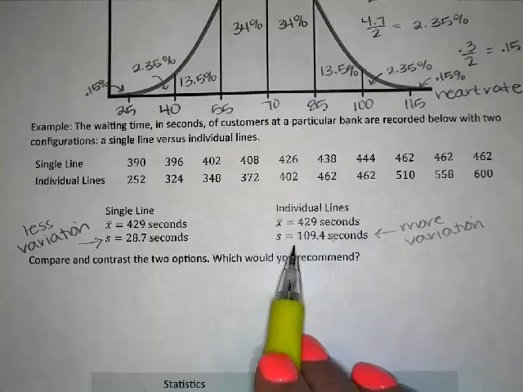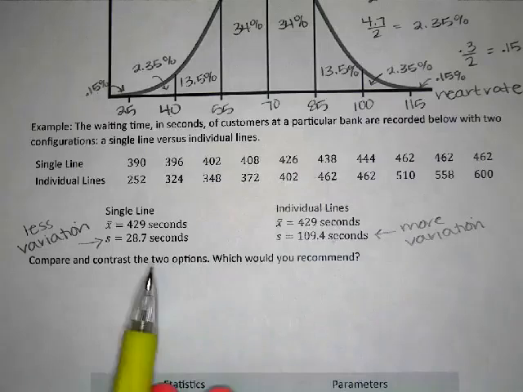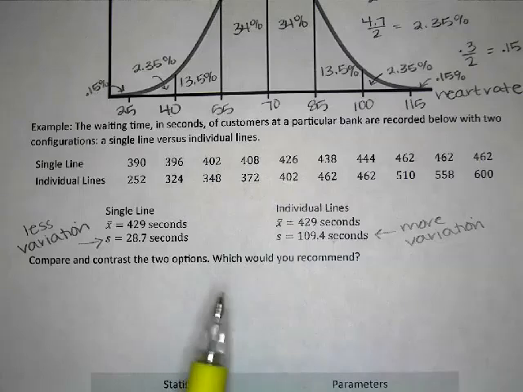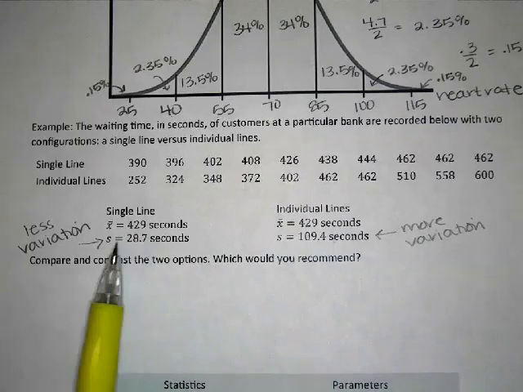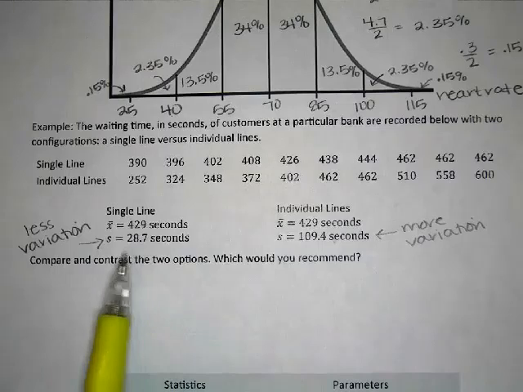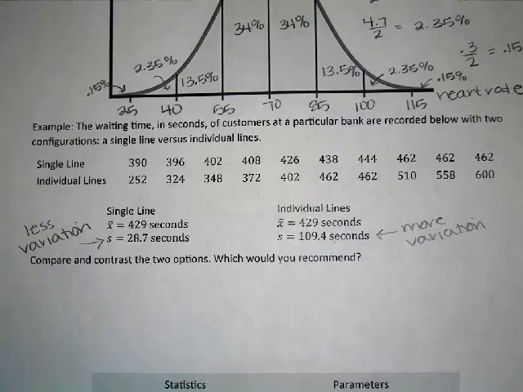So when you describe whichever answer you would go with, you should be able to use these values to kind of back up your answer. It shouldn't be, I just prefer individual lines, I prefer single lines. You should speak to the variation. You should speak to customer satisfaction, maybe prefers that customers in general have a similar experience. And so I would prefer the option that has less variation. I think that's more fair.